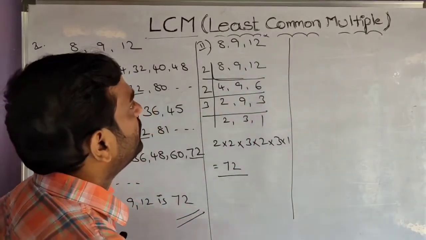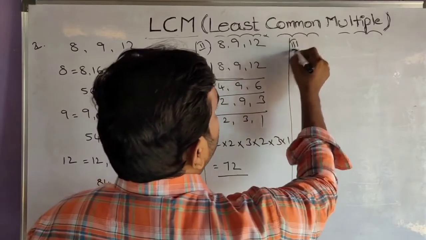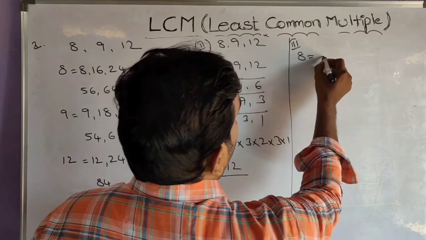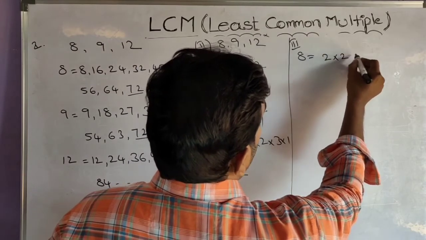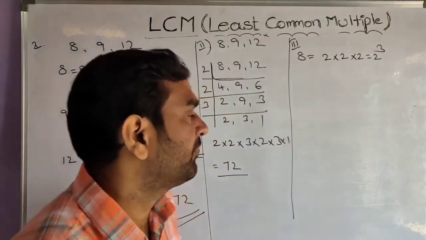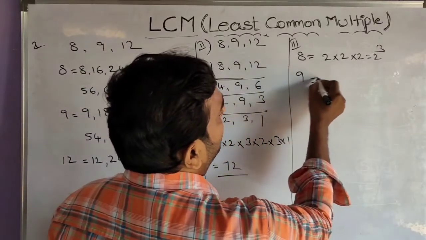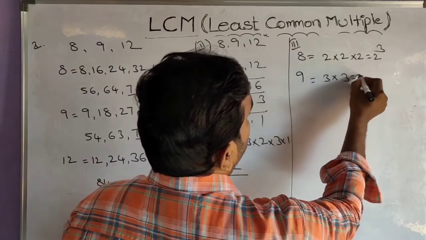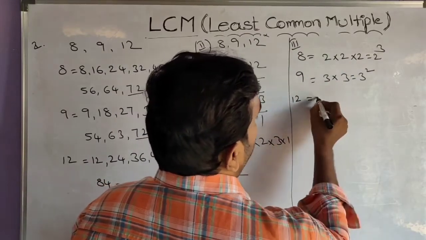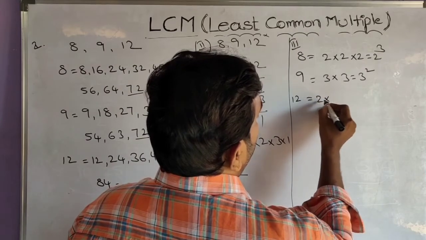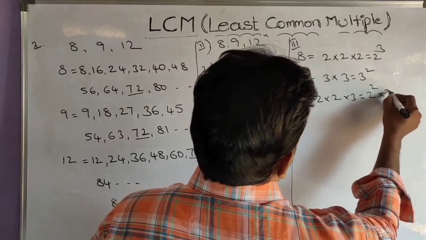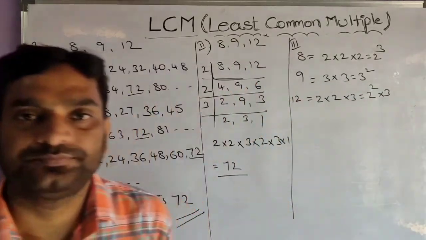And another one, prime factorization method. Write the prime factors of 8: 2 into 2 into 2. That is nothing but 2 cube. Okay, and factors of 9: 3 into 3, 3 square. Prime factors of 12: 2 into 6, 2 into 3, nothing but 2 square into 3. 4 threes are 12. Okay.